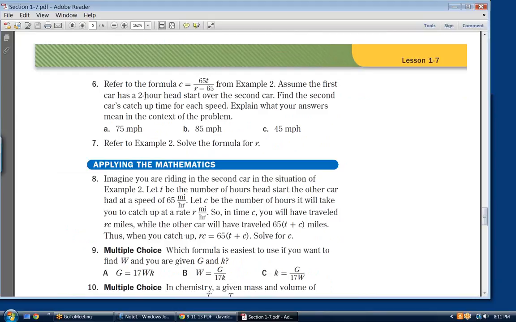So the first car has a 2-hour head start, then T is 2, right? Yeah. That's what I wrote down.